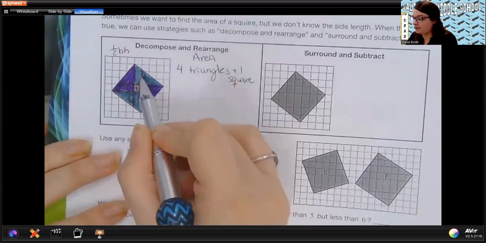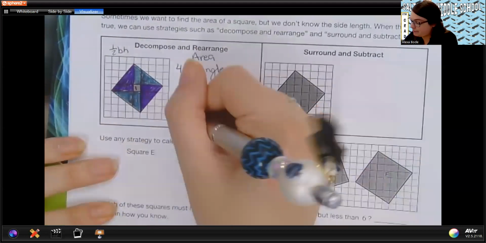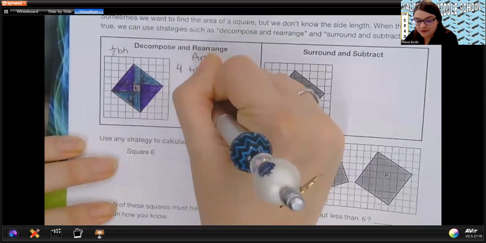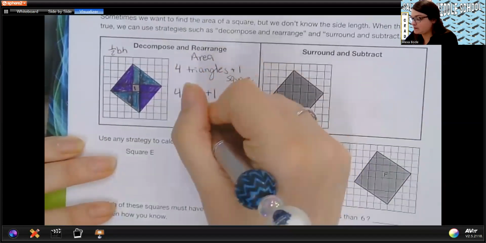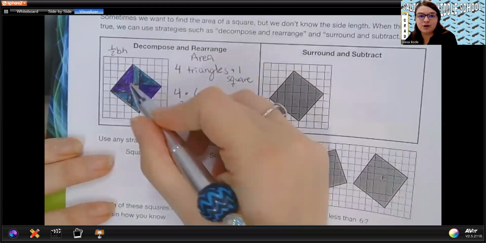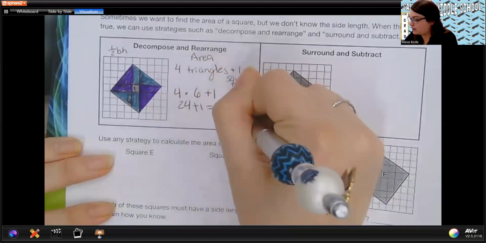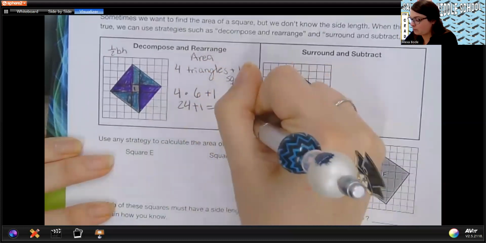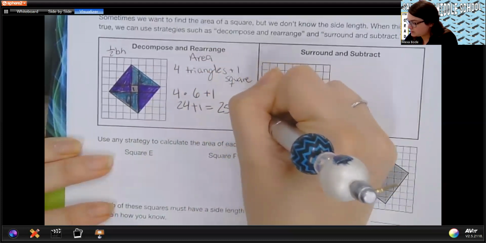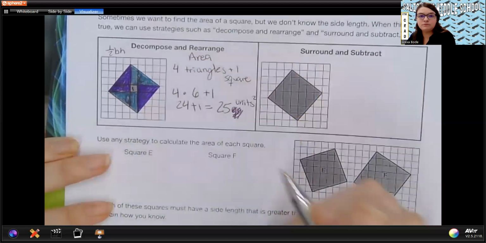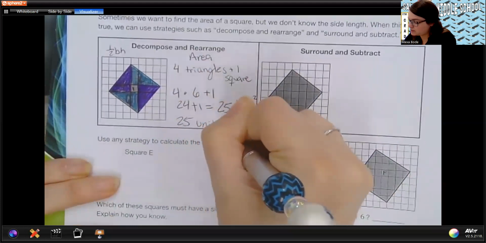So we have 4 triangles, all with an area of 6, plus 1 square. That gives us 24 for the area of the 4 triangles, plus the 1 square, equals 25. 25 square units, units squared, is our answer.